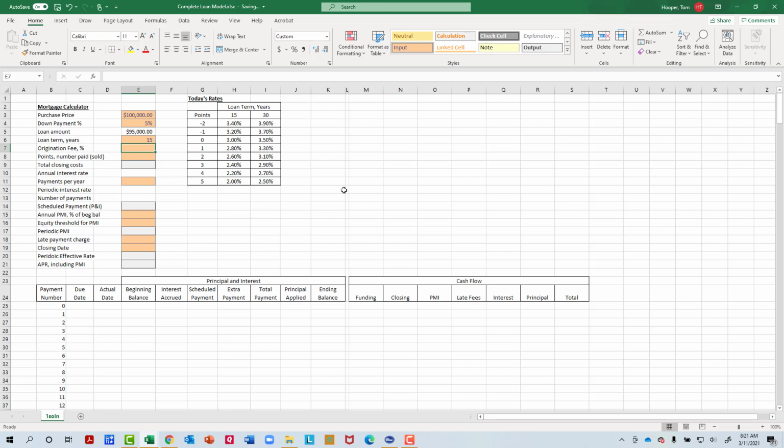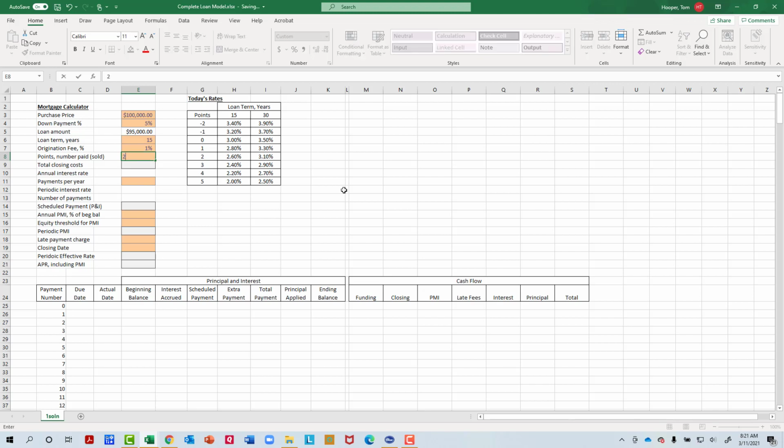An origination fee is a fee that the bank charges, usually about 1% of the loan, to put the paperwork together and do all the work on their end. So they get paid for a lot of their costs up front, in addition to the interest that they'll get paid over time. Another thing they can do is let you adjust your interest rate by paying some upfront costs.